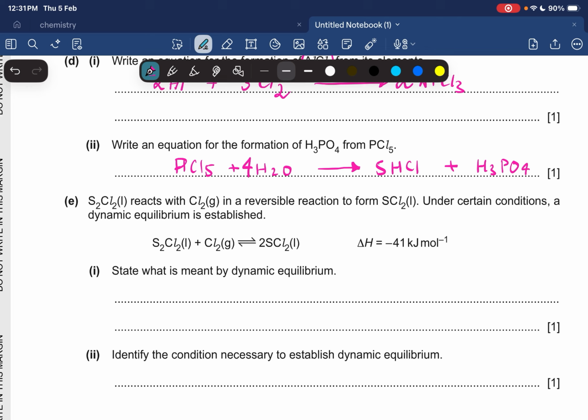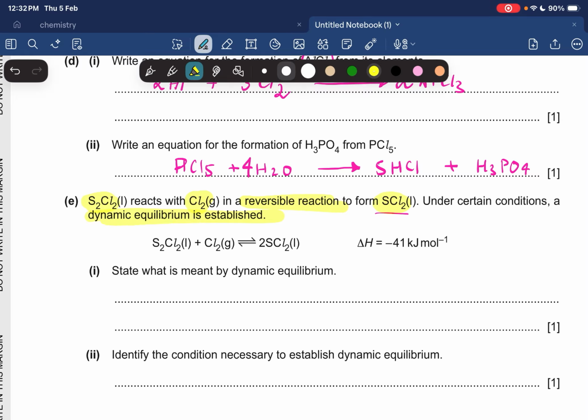The next states that S2Cl2 reacts with Cl2 in a reversible reaction to form SCl2 liquid. Okay, so S2Cl2 is going to react with this chlorine. This thing is going to react with this thing in a reversible reaction to form SCl2. Under certain conditions, a dynamic equilibrium is established.